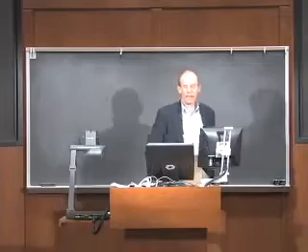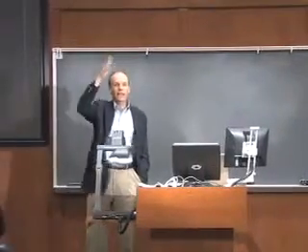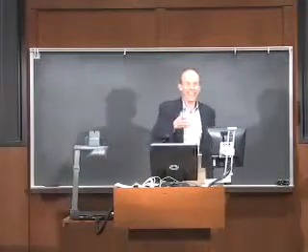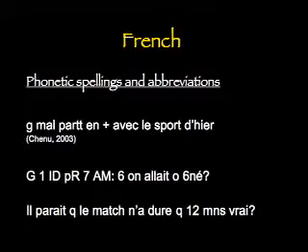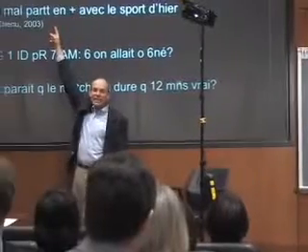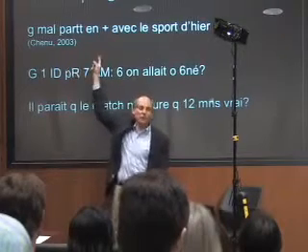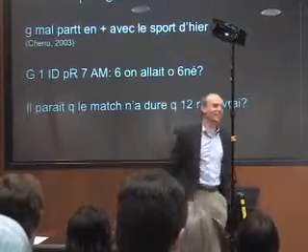Phonetic spellings and abbreviations in French. Do we have some French? Yeah, Elaine. Carl. Yeah, close. You need to know that TT together is tout. So it's j'ai mal partout. En plus avec le sport d'hier.